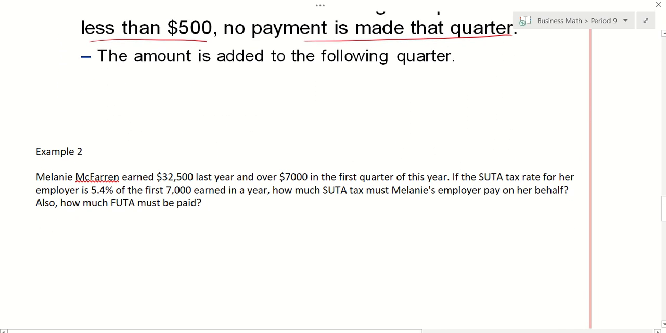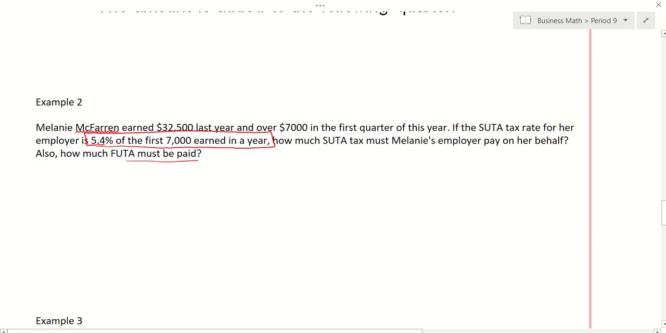How does this look? So you have Melanie, who earned $32,500 last year and over $7,000 in the first quarter of this year. If the SUTA tax rate for her employer is 5.4% of the first $7,000 earned, how much SUTA should the employer pay on behalf of her? Also, how much FUTA is paid? So we can start with SUTA.